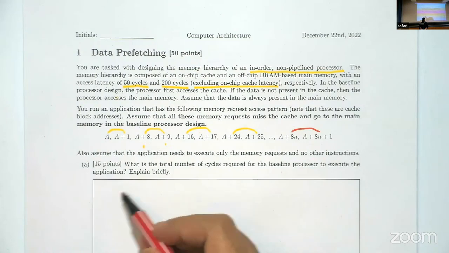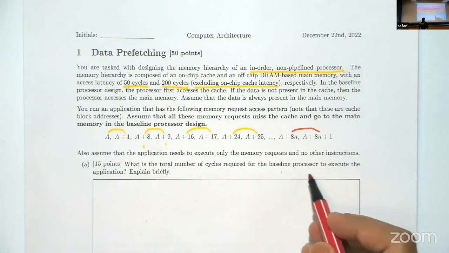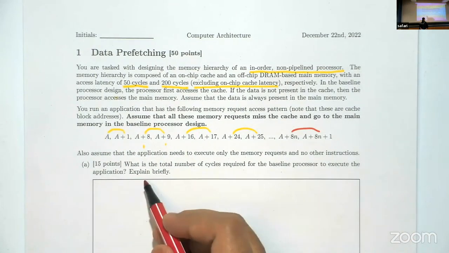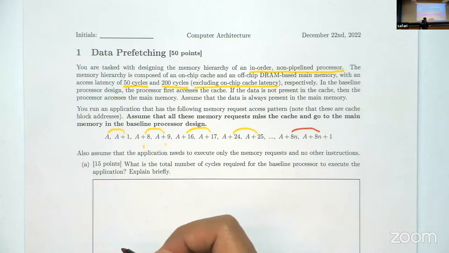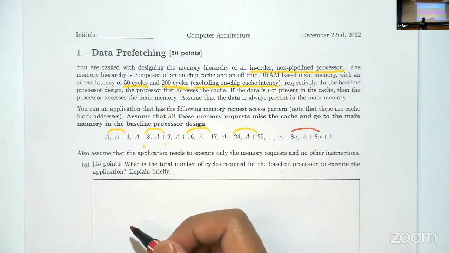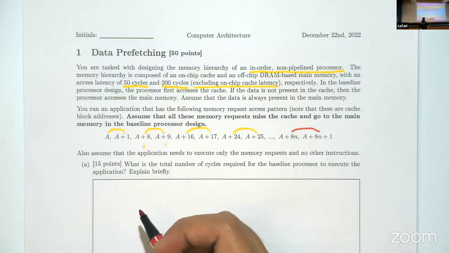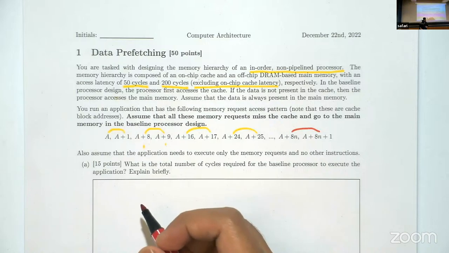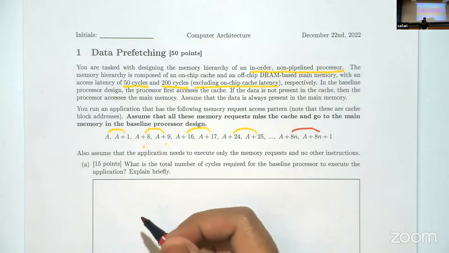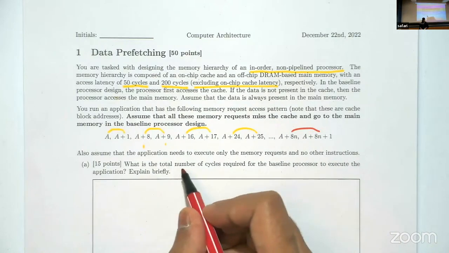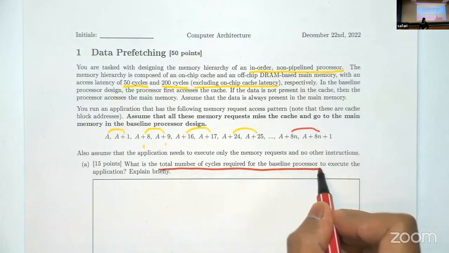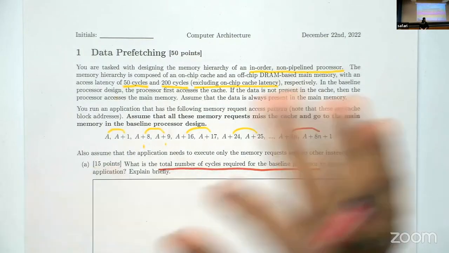So here are the questions. What is the total number of cycles required for the baseline processor to execute the application? Explain briefly. Always give some explanation for your answer, so that we can also partially give you credit. If you simply put an answer without any explanation, it does not give us much confidence in how exactly you arrived at that answer. The baseline processor doesn't have anything else.